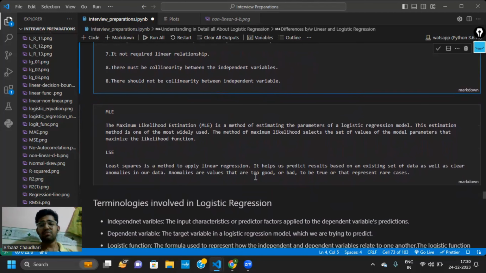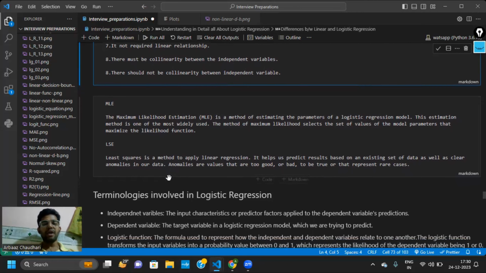So we are trying to predict our y with the help of the x which is given. And in our x, there will be some data points which are useful to predict our y, and some of them are not useful. So there are anomalies in our data, in other words. Anomalies are values that are too good or too bad to be true, or that represent rare cases. So with the help of too good or too bad values, we are trying to predict our y. That is our least square estimation, which we saw in linear regression.